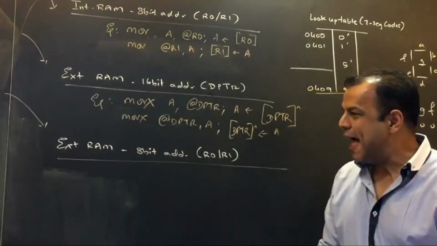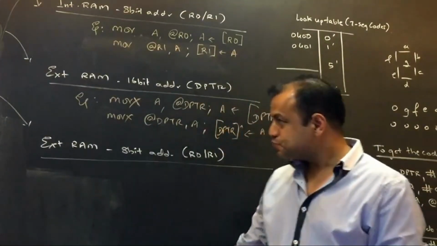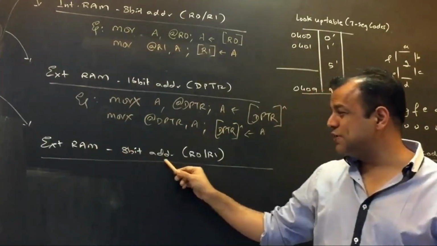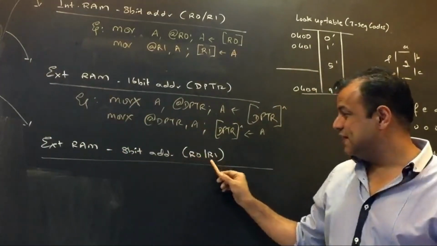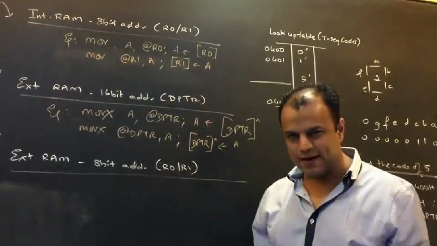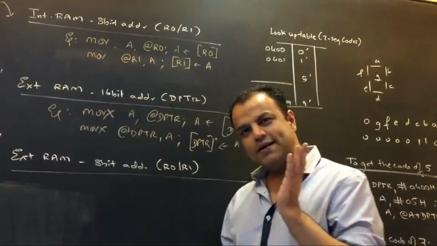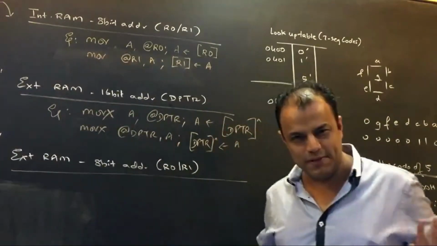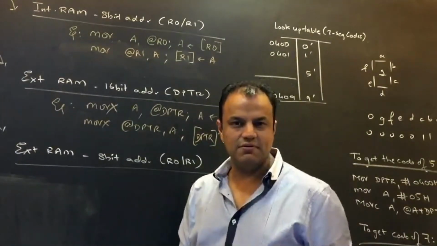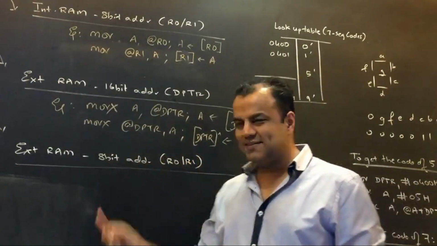Now, Intel has allowed a new feature. You can also access external RAM using only an 8-bit address given by R0 or R1. Don't confuse yourself. R0, R1 give 8-bit address which is ideal for internal RAM, and DPTR gives 16-bit address which is ideal for external RAM. So this is how normally people work. Now there is an added feature given by Intel, facility. You can also use R0, R1 to access external RAM.